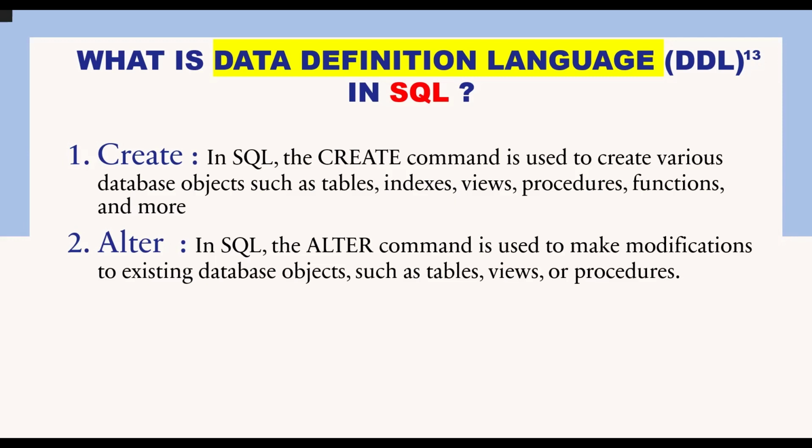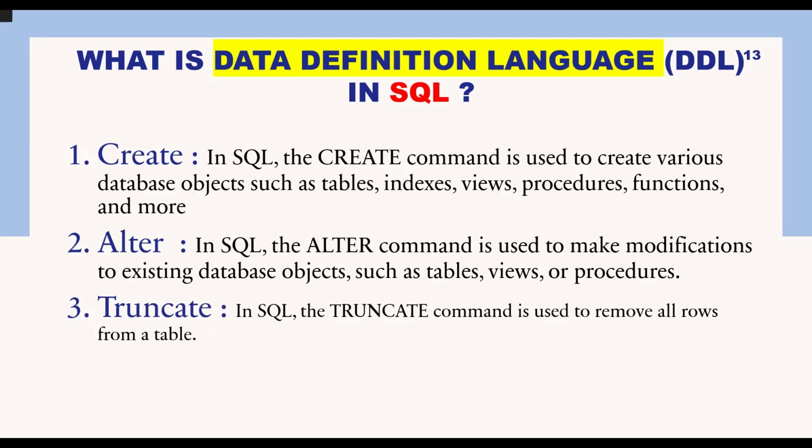So the next one is truncate, right? In SQL, the truncate command is used to remove all rows from a table. What will truncate do? It will remove all the rows at a single time, right?